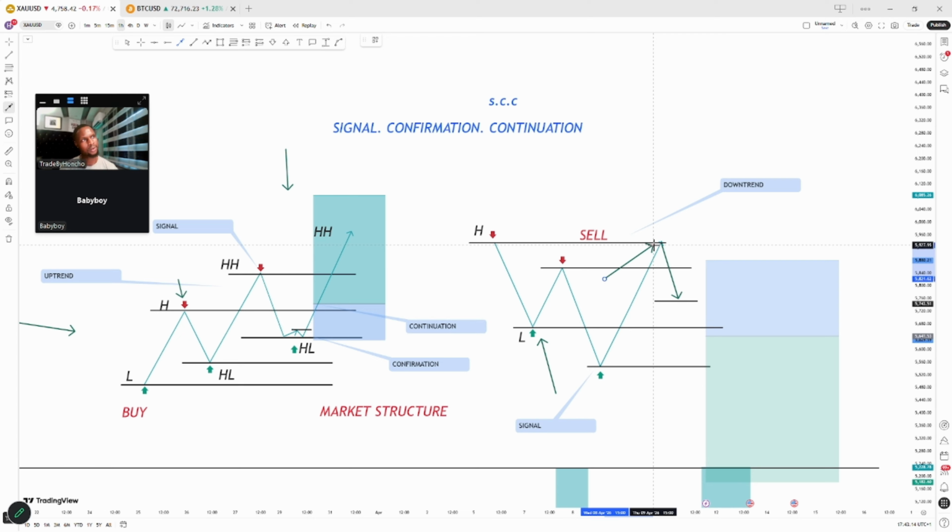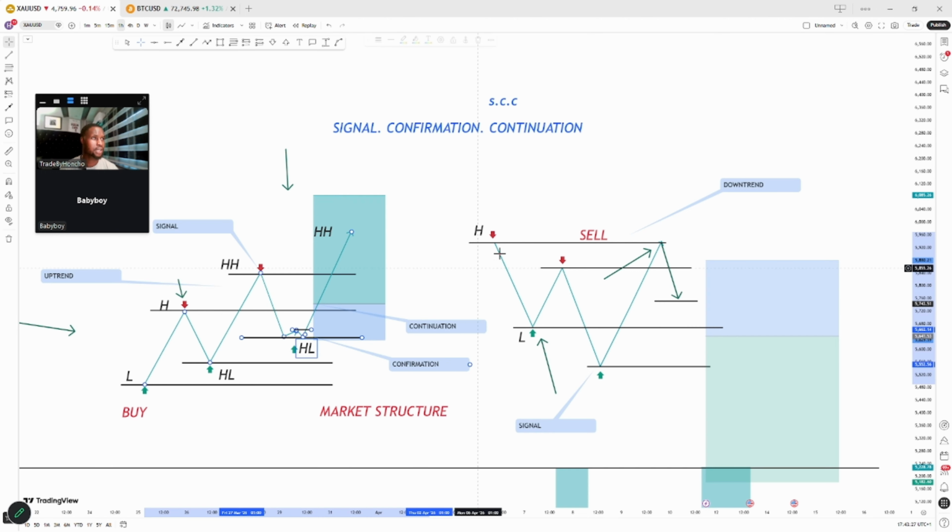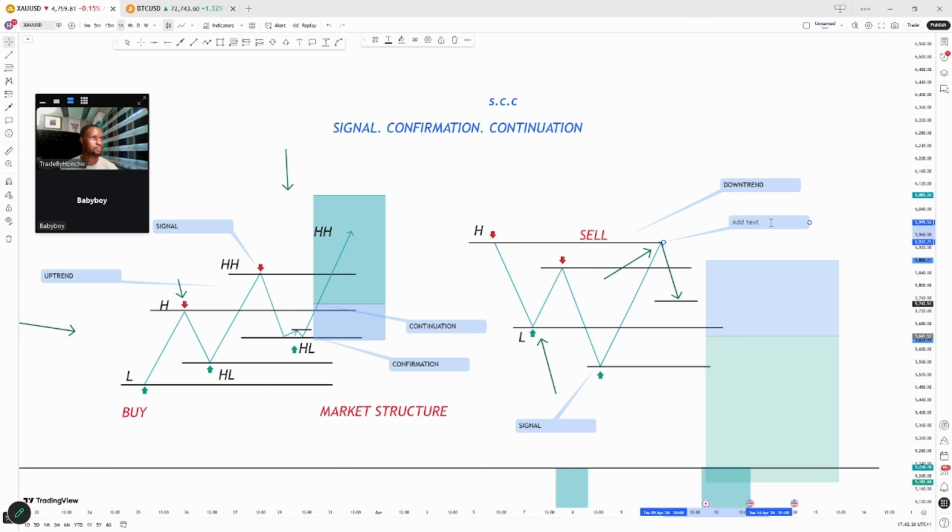So you get it now. From this selling point right here, it's going to be our confirmation. Why? Because these buyers were able to hold the price successfully over here, and now these sellers were able to hold the price successfully over here as well. So this level right here is going to be our confirmation that the sellers were able to hold the price of what the buyers were doing. So this is our confirmation.